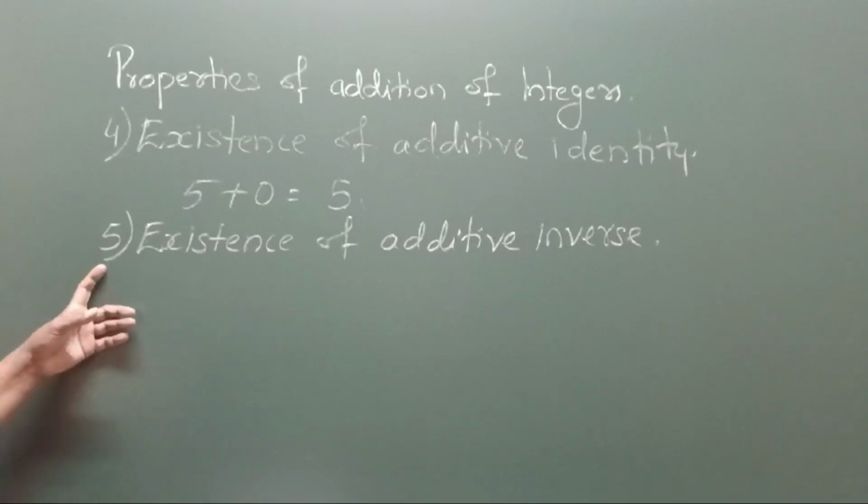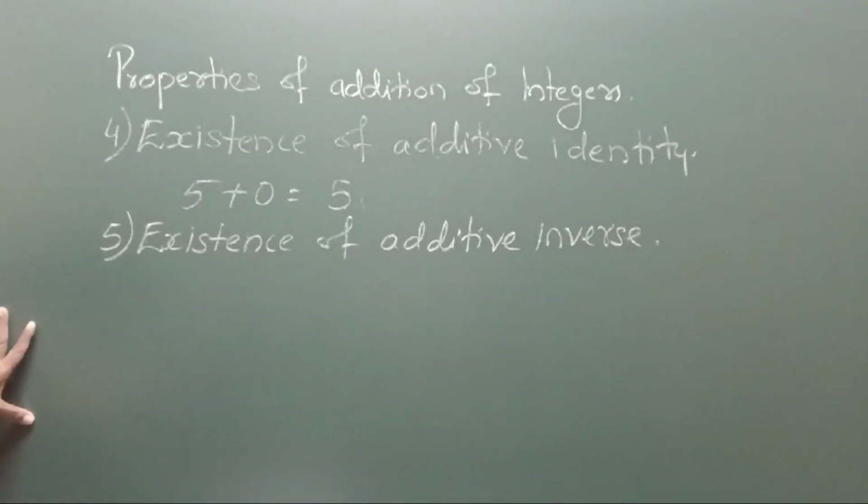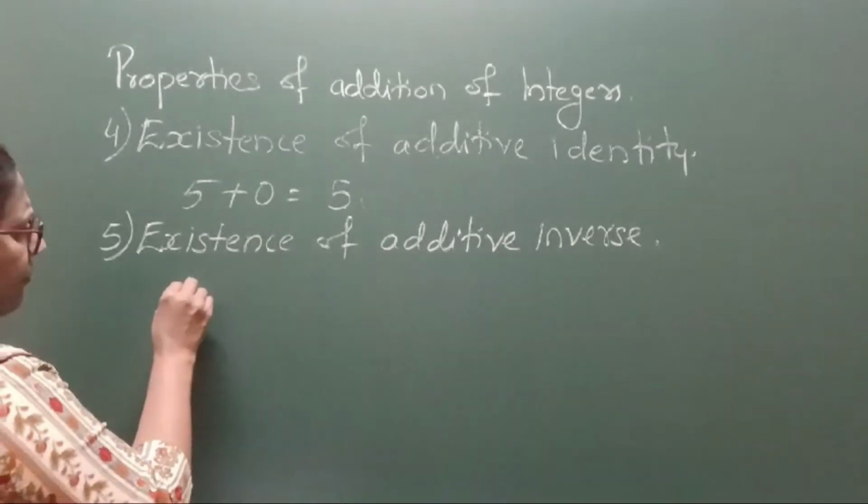The last property is existence of additive inverse. For any integer, there is an opposite to that. For any integer, there exists its opposite. Example: again, we'll take 5.